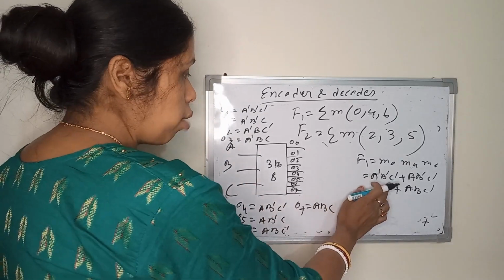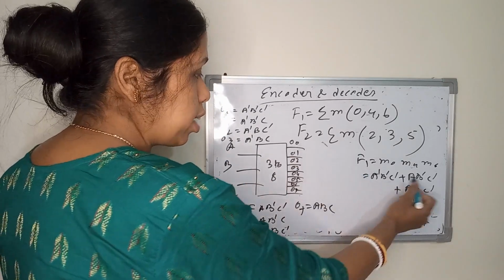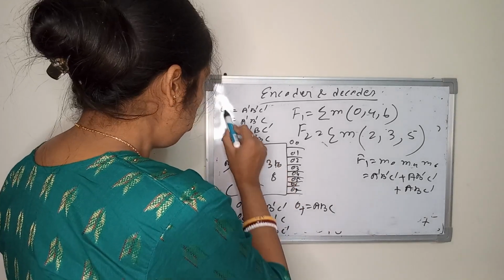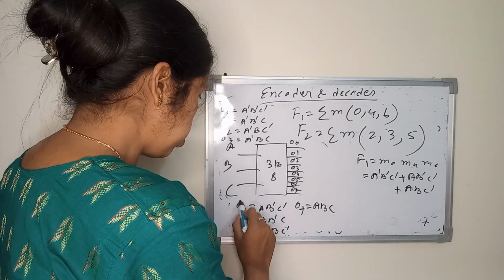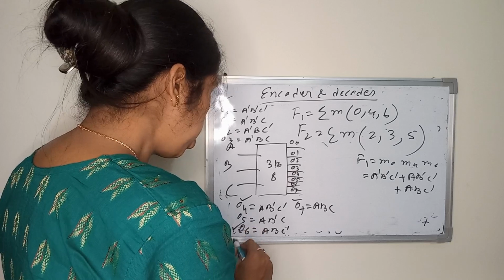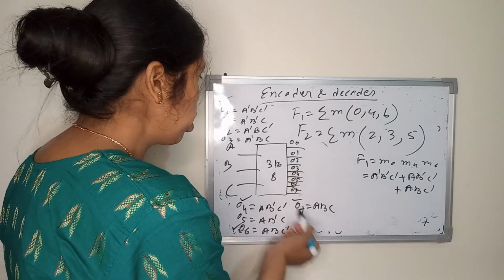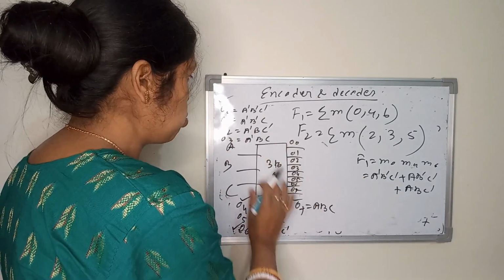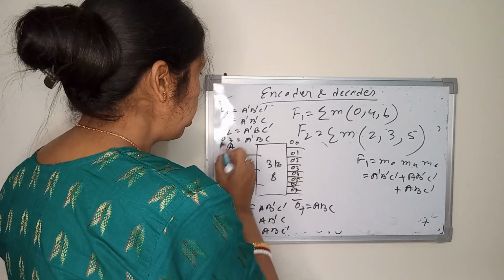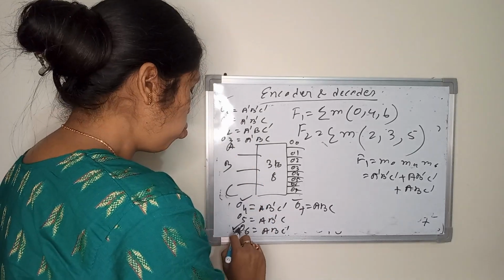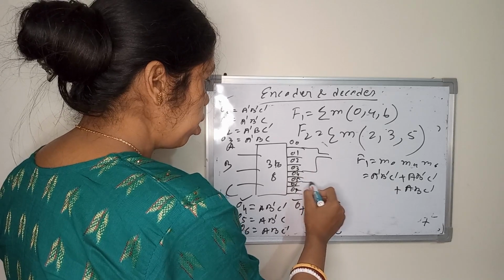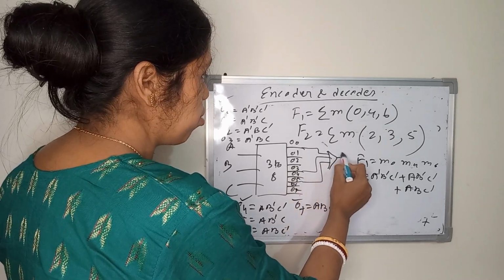So from the decoder, how will we get this expression? If we take O0, O4 and O6, then I will get f1. From the outputs I know the output expressions are these. So if I take the outputs from O0, O4 and O6, I will get f1.